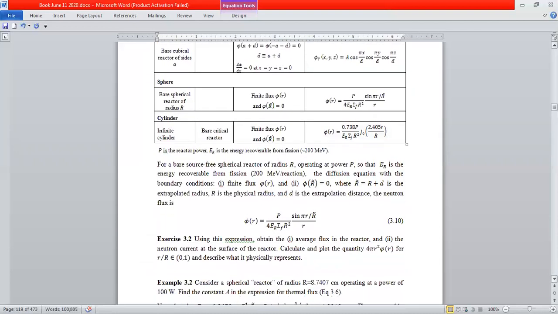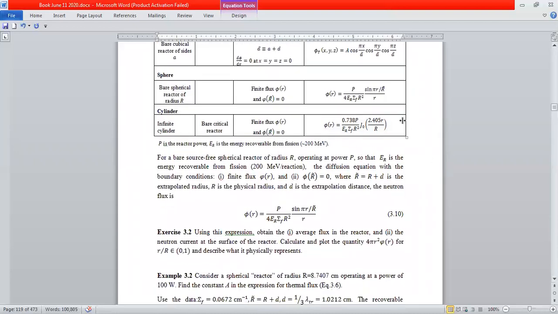So the solution for a cylindrical reactor, infinite. Now what does an infinite cylinder mean? Well, as a student, I couldn't really conceptualize what an infinite cylinder meant. I used to think it's so huge that I can't imagine it. It actually means a cylinder of finite radius but infinite height. And that's the case of a spherical.